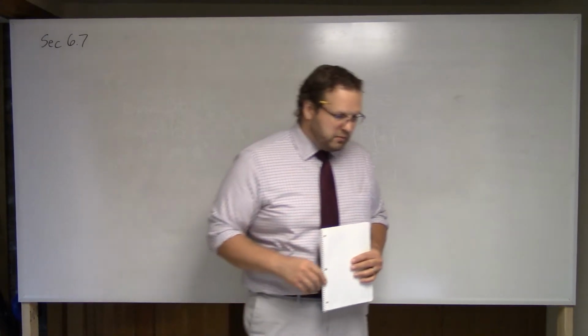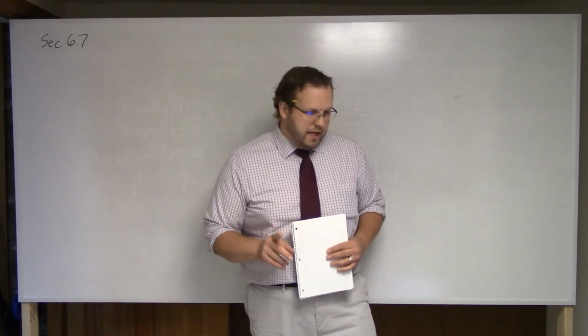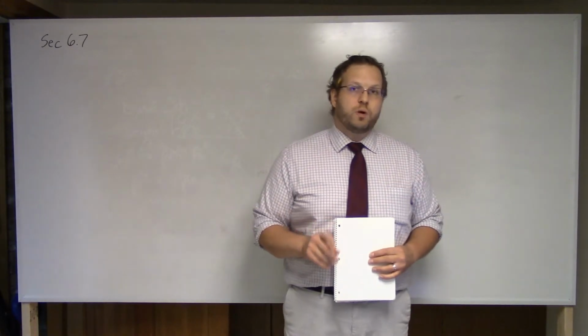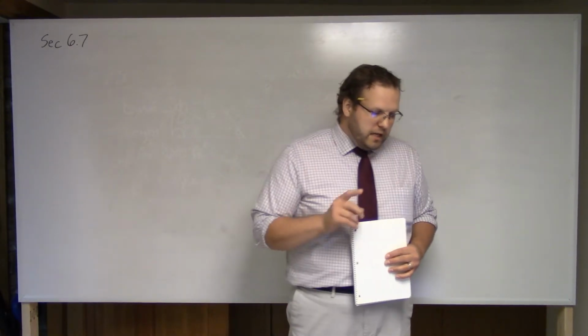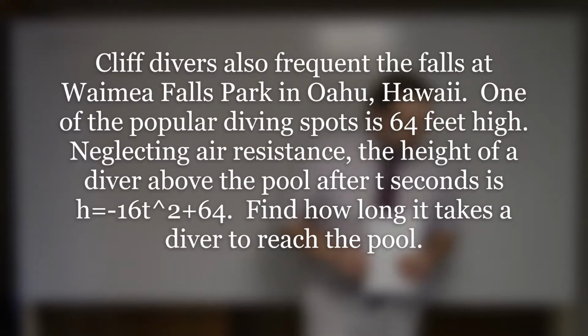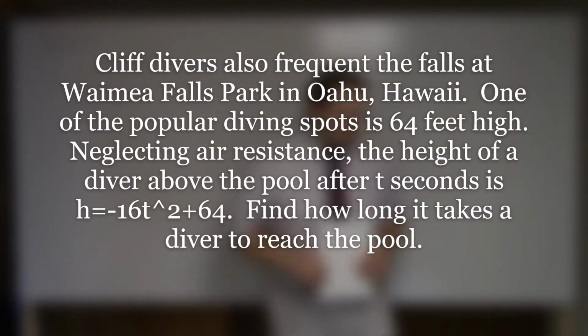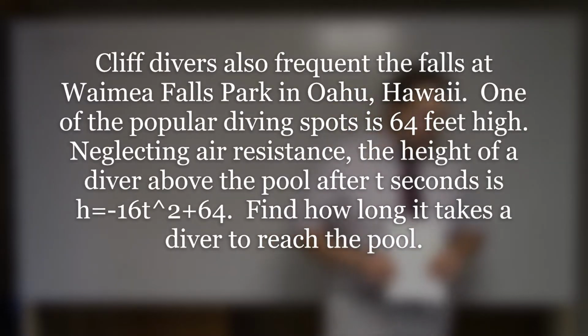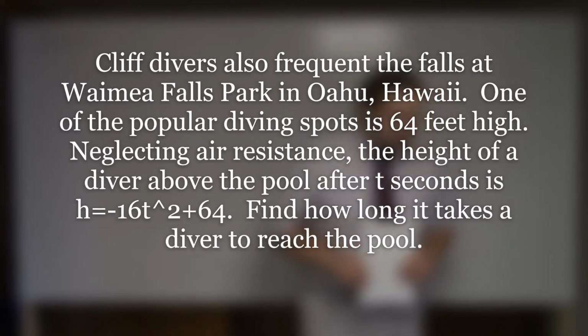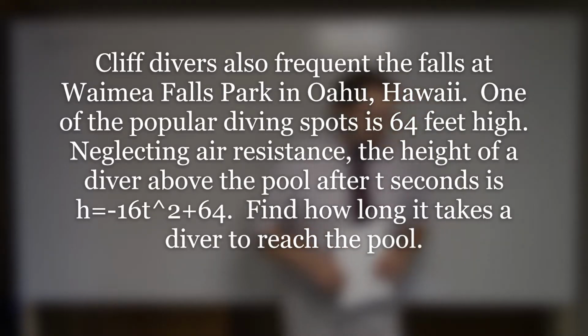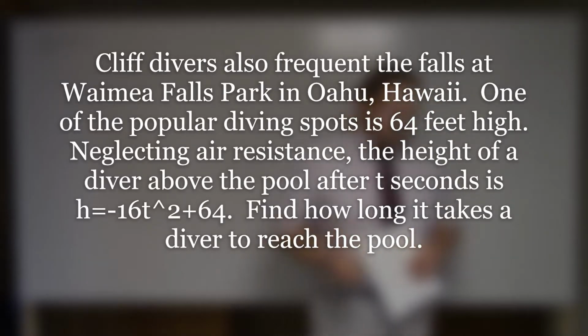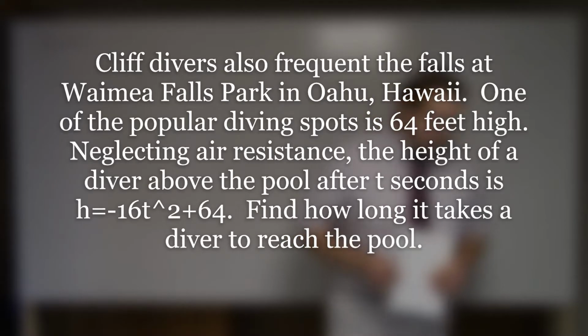The first problem that we're going to talk about is practice 1, and it is found on page 427 in the book. It says, cliff divers also frequent the falls at Waimea Falls Park in Oahu, Hawaii. One of the popular diving spots is 64 feet high. Neglecting air resistance, the height of the diver above the pool after t seconds is h equals -16t squared plus 64. Find how long it takes the diver to reach the pool.